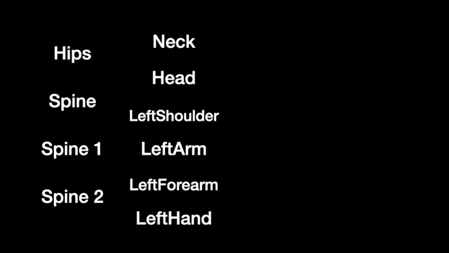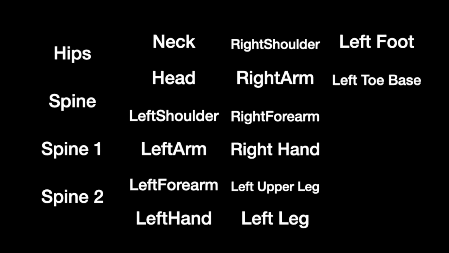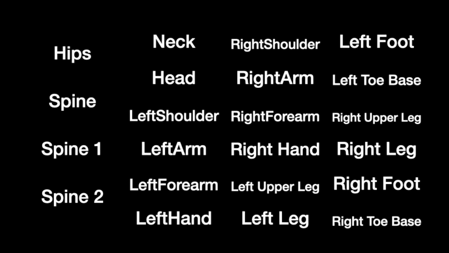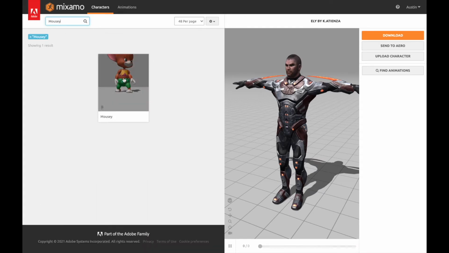Hips, spine, spine 1, spine 2, neck, head, left shoulder, left arm, left forearm, left hand, right shoulder, right arm, right forearm, right hand, left upper leg, left foot, left toe base, right upper leg, right foot, and right toe base. That seems like a lot, but luckily if we use Mixamo to grab our pre-rigged 3D model, they usually come with most of these points already defined.